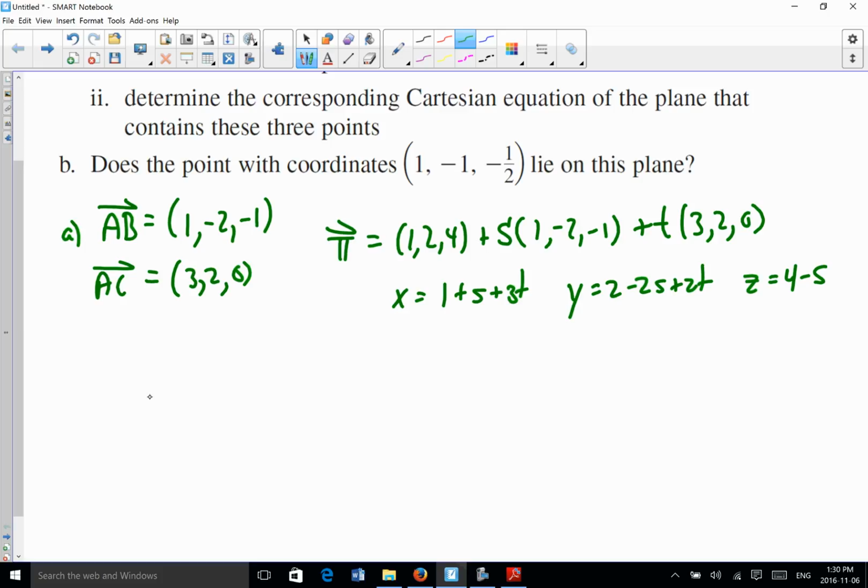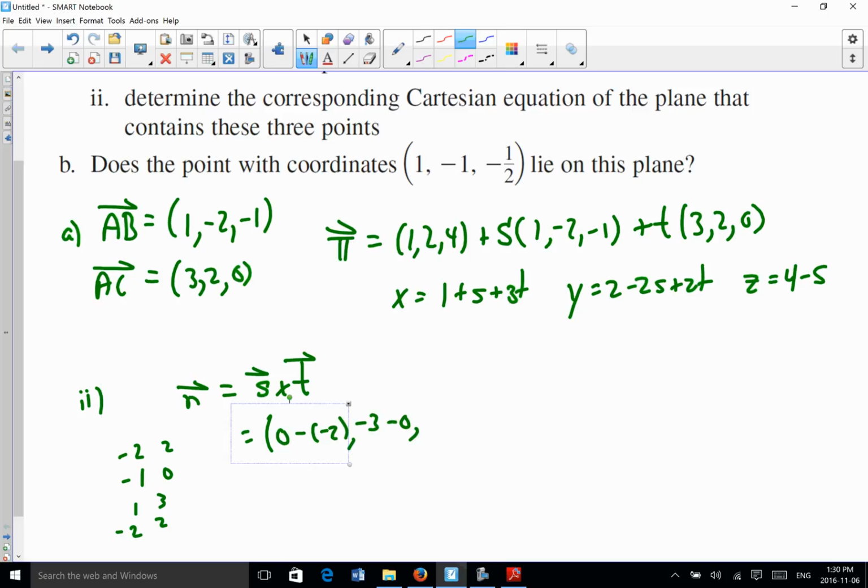So for our Cartesian, part 2, we need the normal. The normal is made up of your two vectors crossed, right? So s and t. So s is -2, -1, 1, -2, and 2, 0, 3, 2. So we've got 0 minus -2, -3 minus 0, and 2 minus -6. So we've got 2, -3, and 8. So our normal gives us our coefficients, so 2x minus 3y plus 8z plus d equals 0.